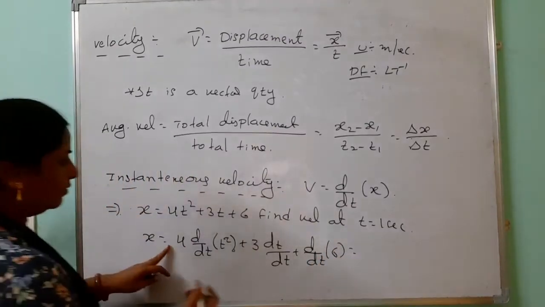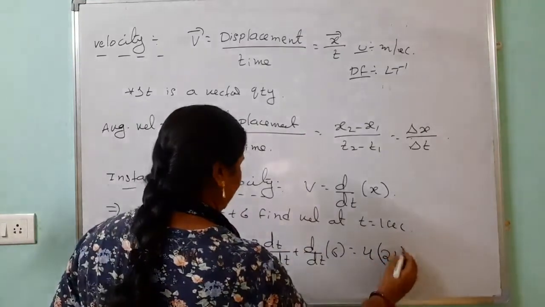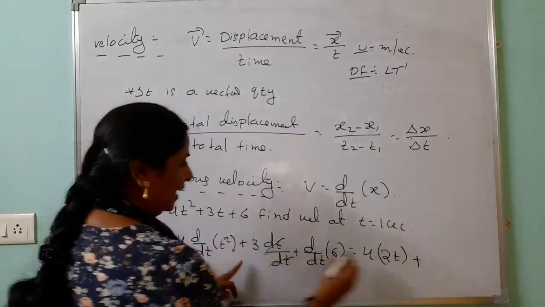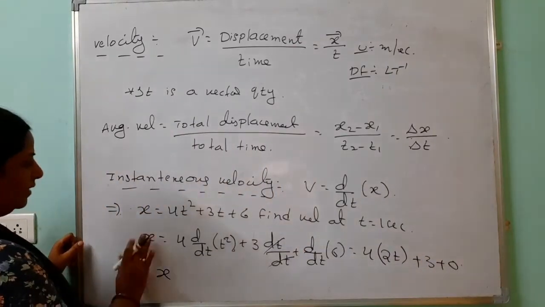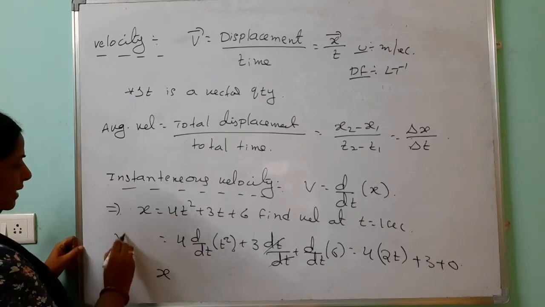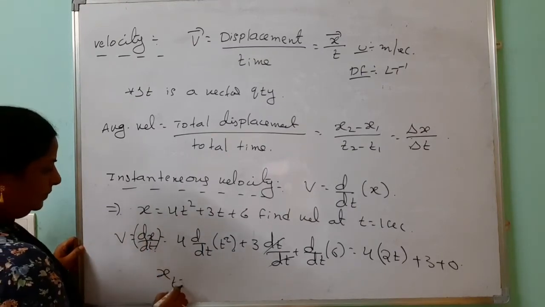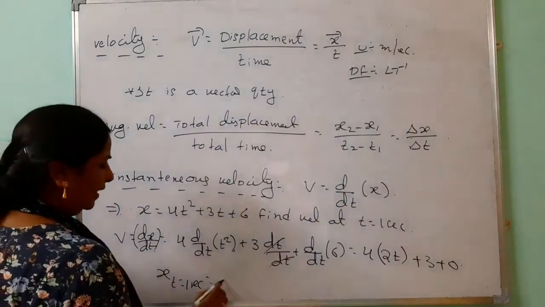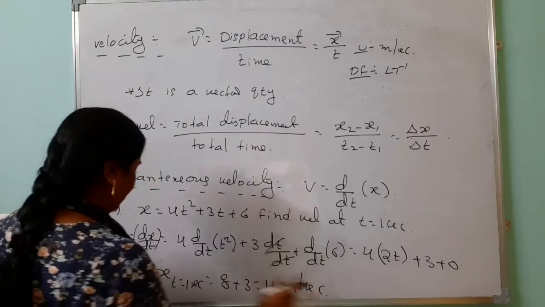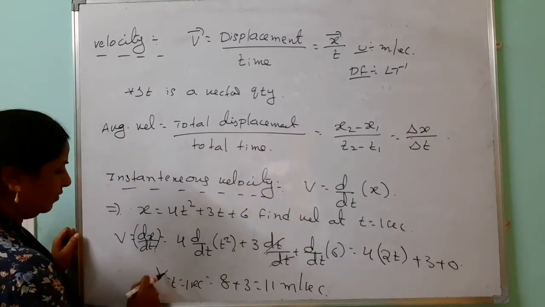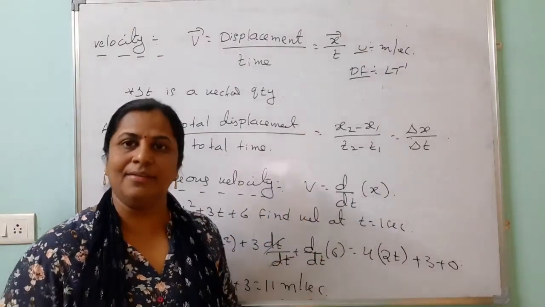After simplification, 4 into the differentiation of t square, which is 2t, plus 3 as dt by dt cancels, plus 0. But the question says velocity at t equals 1 second. So instead of t we write 1: 8 plus 3, 11 meters per second. This is the velocity. From this you understand that the rate of change of displacement gives the velocity.